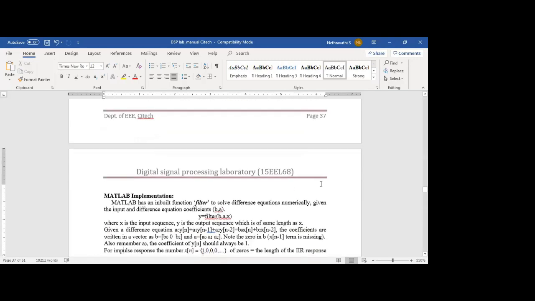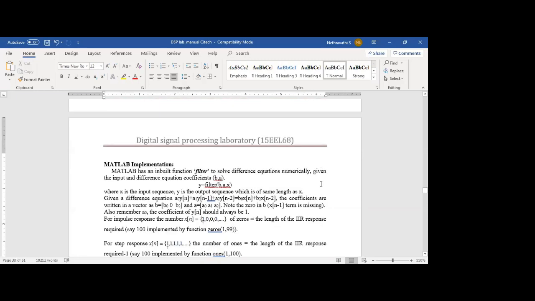Coming into the implementation, as we are using an inbuilt function, filter, to solve the difference equation here. Okay, so we can see here y, the inbuilt function I'm using is filter. And what it comprises of is the coefficient values of b, that is the output, a, that is nothing but the input, and the x value.